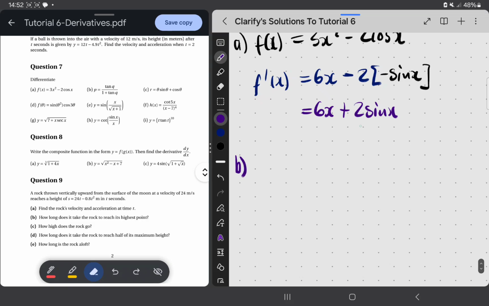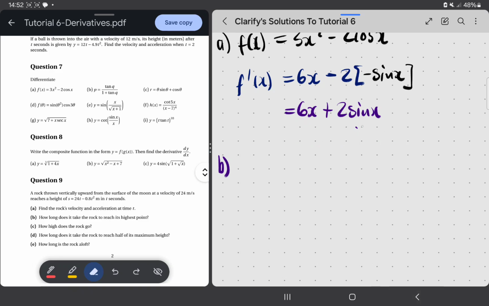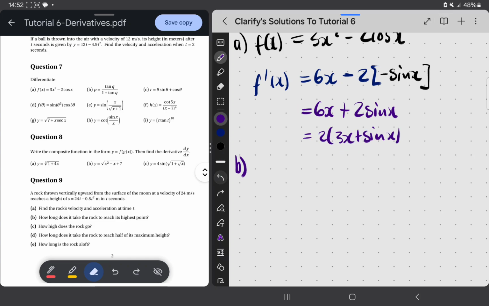We go to B now, okay? If you even want, you can factor out 2, you get 3x plus sine x. I mean, if you want to just write it in a fancy way, but this is still fine. Let's go to part B, okay? I mean, maybe I could just leave this for those who want to write it this way.